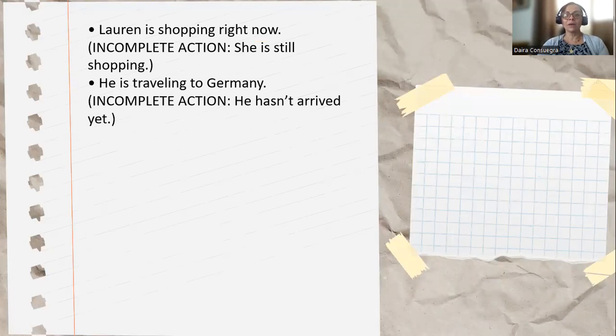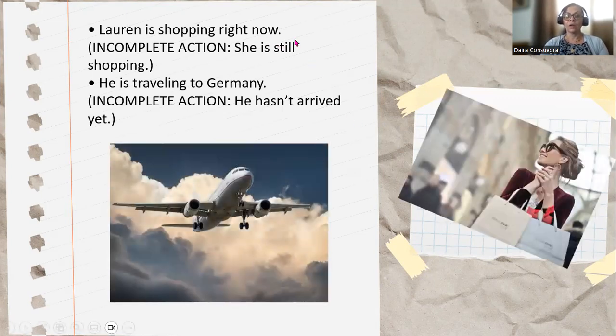What happened when we have these sentences? Okay, in this case, we have two sentences here. Lauren is shopping right now. It is an incomplete action because she is still shopping. And he is traveling to Germany. It is an incomplete action because he hasn't arrived yet. So here we have that Lauren is still shopping and he is traveling to Germany.